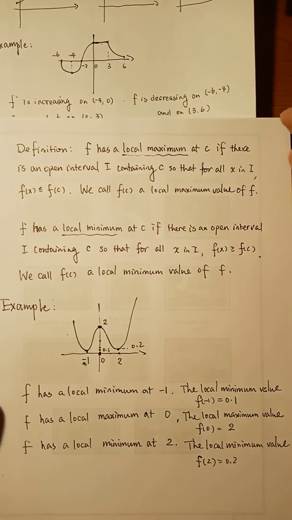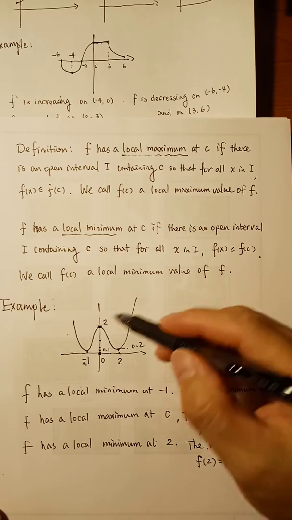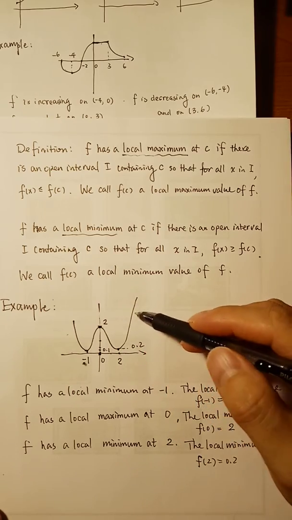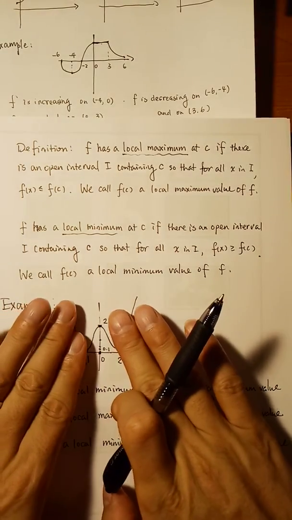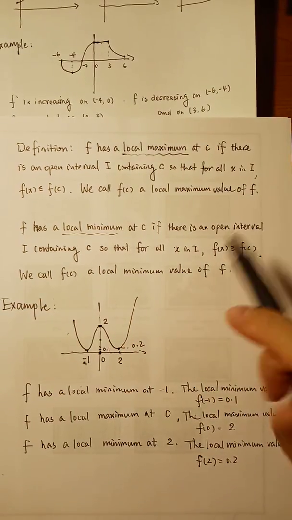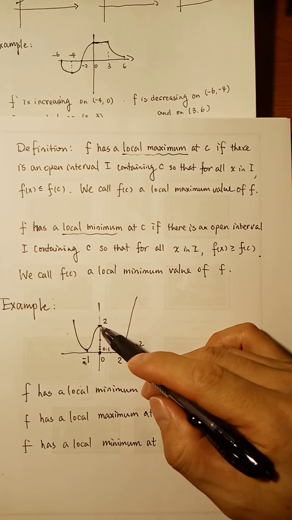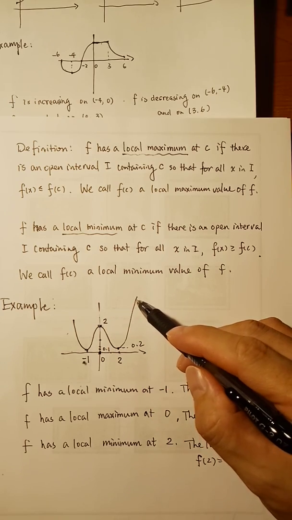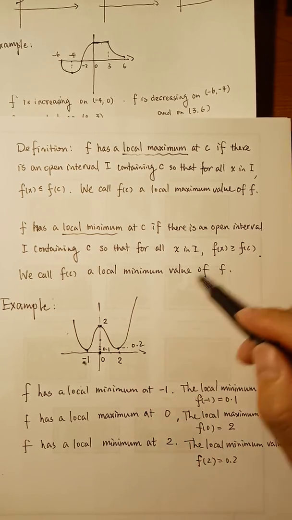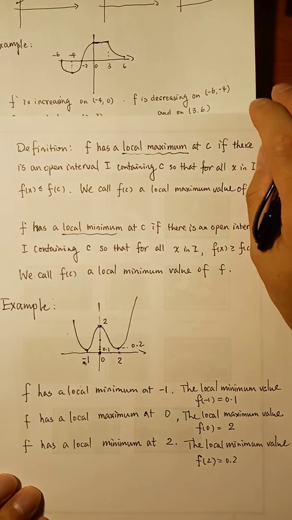Okay, so this is a local stuff. Whenever we say local, you see here, of course, this point is higher than 2, but this is too far from 0. So we ignore it. We only consider a small region of 0. So even though this one is not bigger than this, it doesn't matter. It's still a local maximum value.